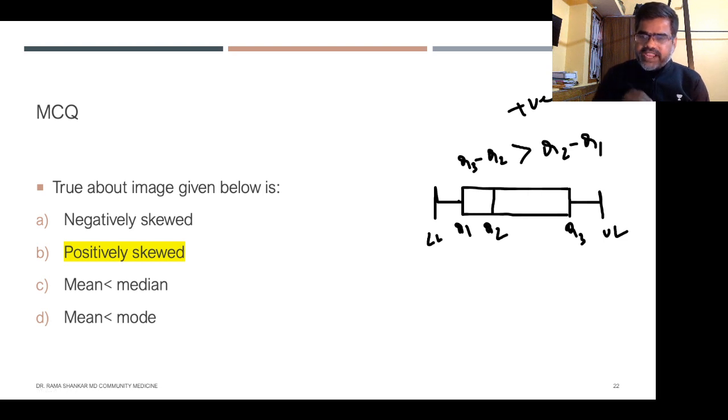So you may get this question in statistics, and you have to understand how to interpret it. First of all, we should know that this is a box and whisker plot. The box is the quartile, which I am calling Q1, Q2, Q3. This is the lower limit, and this is the upper limit. If this line comes to this side, then what will happen? Your Q3 minus Q2 will be less than Q2 minus Q1, so it will be negatively skewed.